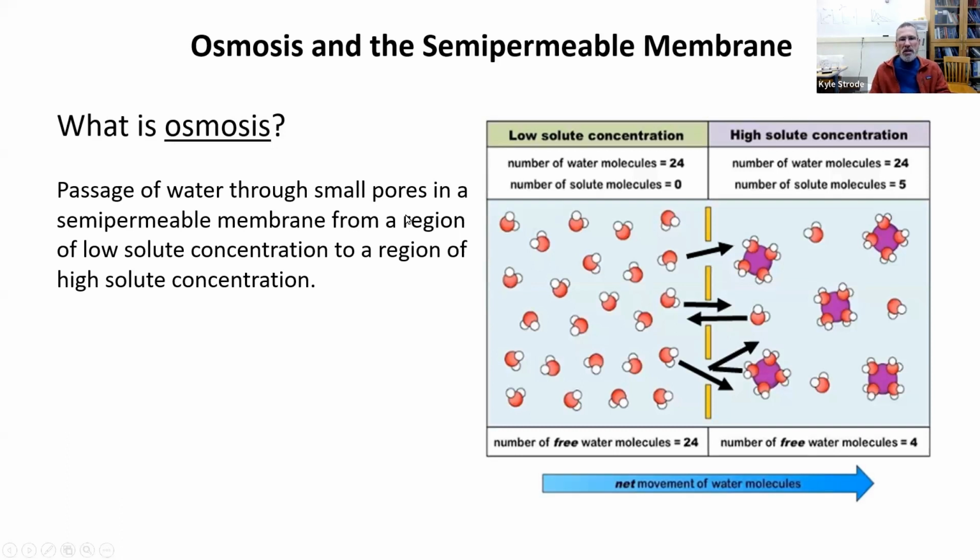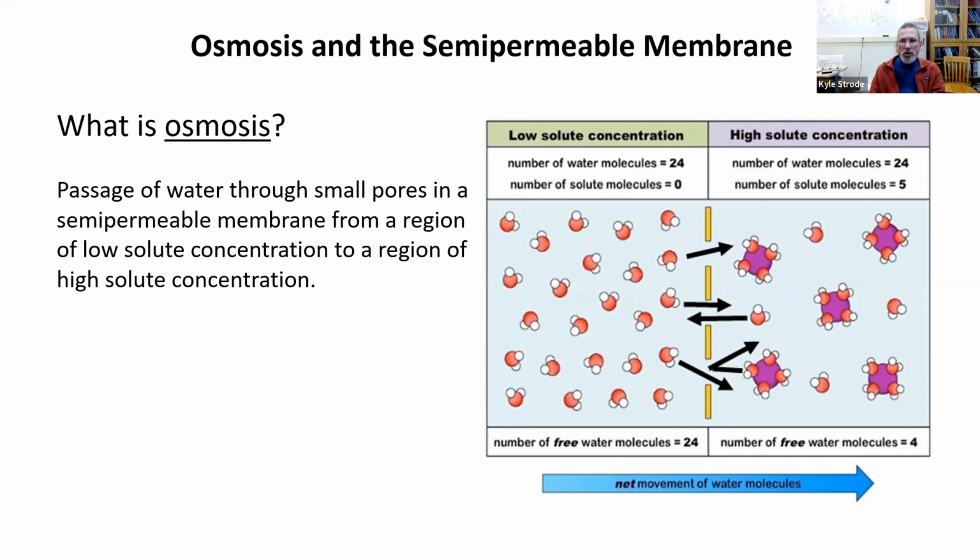Osmosis is, as it says in the description there, the passage of water through small pores and a thing called a semi-permeable membrane. And the water is always going to be moving from a region of low solute concentration to a region of high solute concentration. Now, in some of your biology classes, your biology professor might correctly state this slightly differently. They might say the water is moving from an area of high water concentration to an area of low water concentration, which is also correct. In a solution with a high solute concentration, the water concentration will be lower.